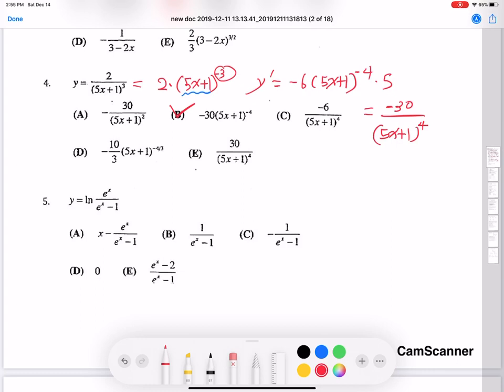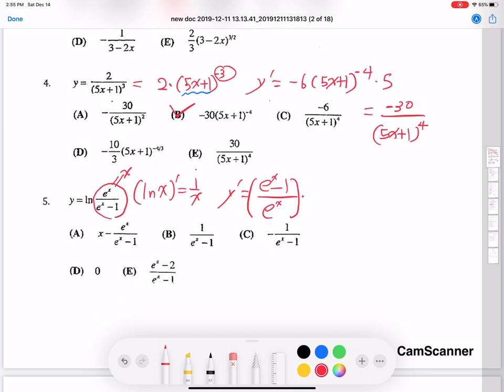Number 5, y equals ln of e to the x over e to the x minus 1. What is the formula for the derivative of ln x? ln x prime is 1 over x, right? This whole fraction is the x part. So y prime is what? The reciprocal of that fraction: e to the x minus 1 over e to the x. Basically, that is the 1 over x part.